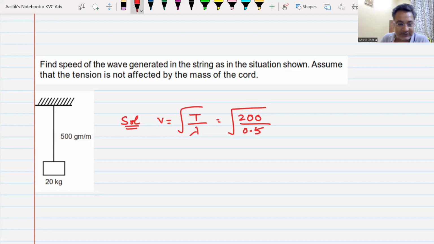Do we understand this, or has this gone above our head? Understood, sir. Sure? Yes, sir. Anyways. Chalo, let's move on to this one. Interesting question.